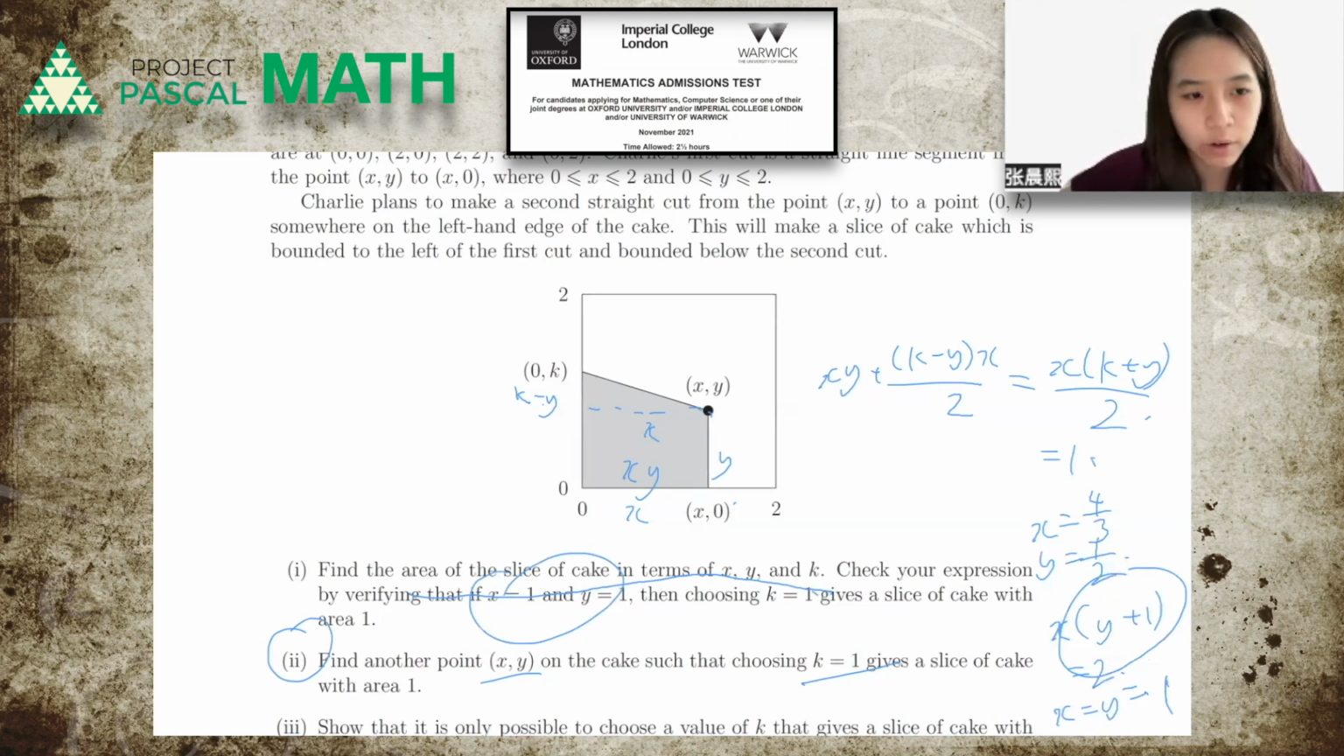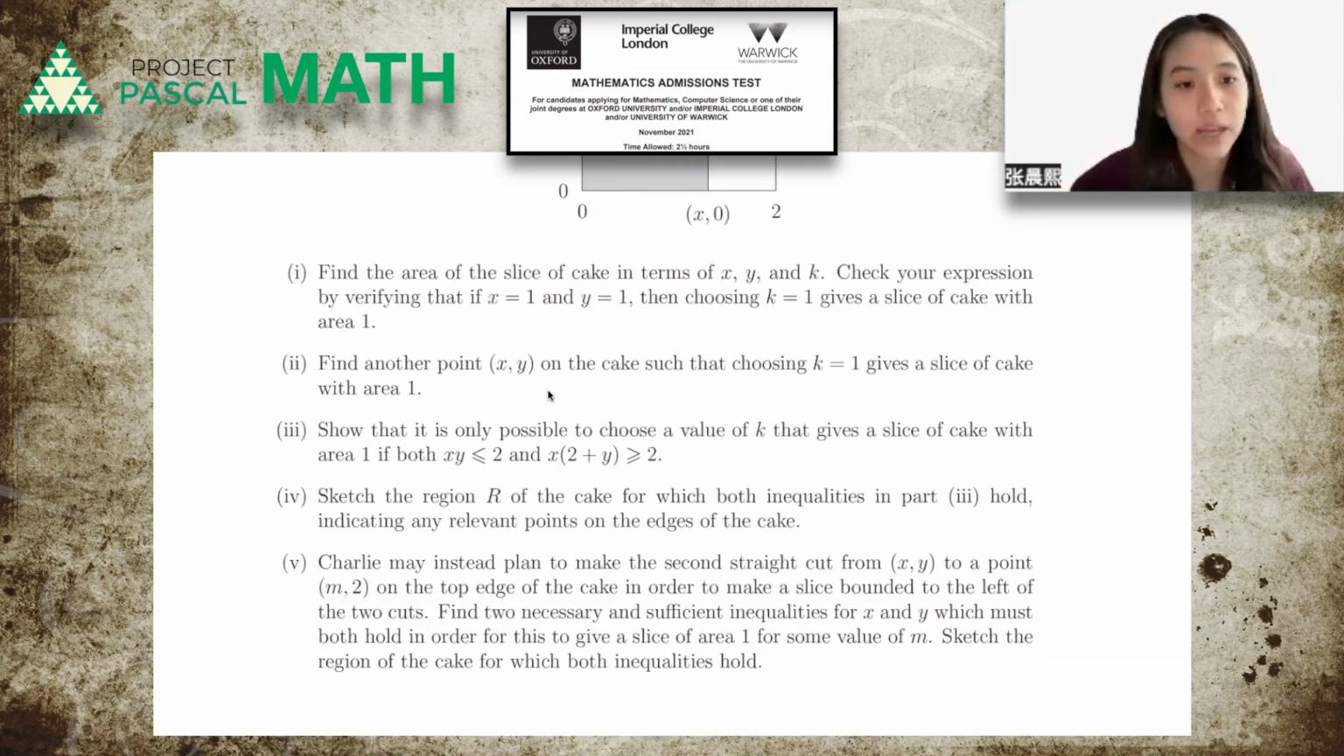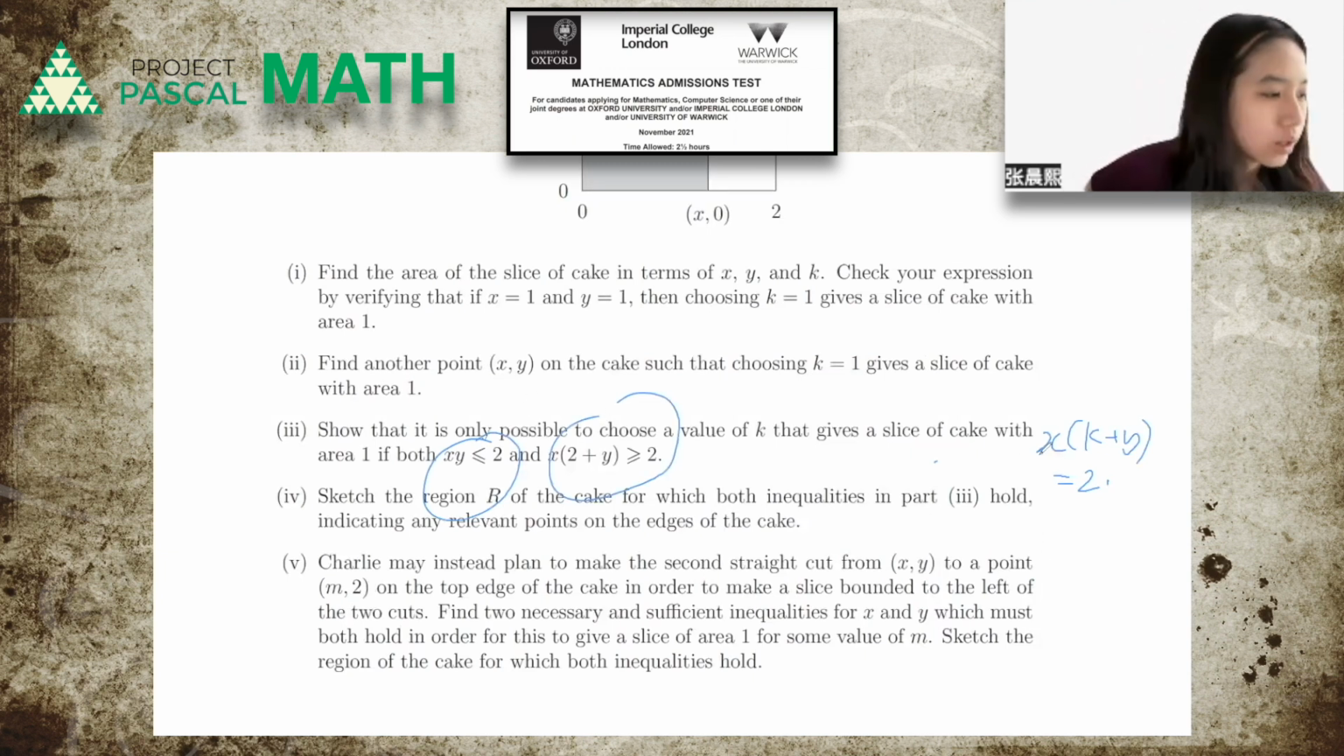Okay, now you go for question 3. Show that it is possible to choose the value of k that gives a slice of area 1 if xy is such. Okay, so you know that xk plus y gives you a value of 2 here. It's only possible to choose a value of k if both conditions are true. So you have to have 0 less than or equal to k less than or equal to 2.